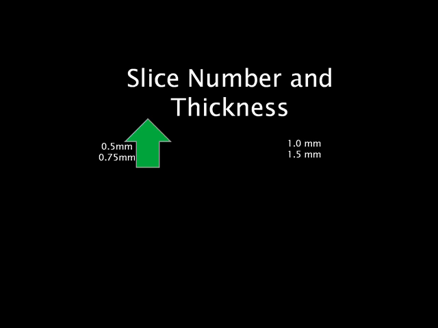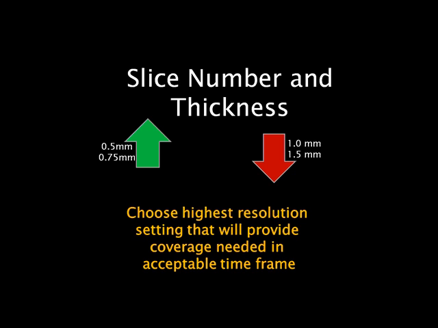Next we'll move on to slice number and thickness. MDCT has limited fixed number of slice thickness options. For a 16 slice machine, there's 0.5 millimeters to 0.75 millimeters for the highest z-axis resolution. There's also 1.0 to 1.5. Now you'll get faster table speeds, but you're going to get lower resolution. The bottom line is we need to choose the highest resolution setting that will provide the coverage needed in an acceptable time frame.